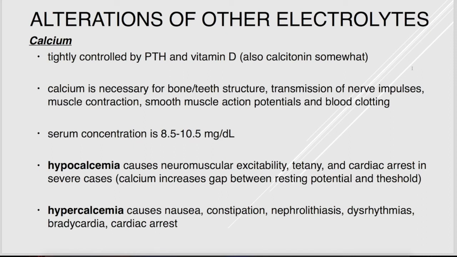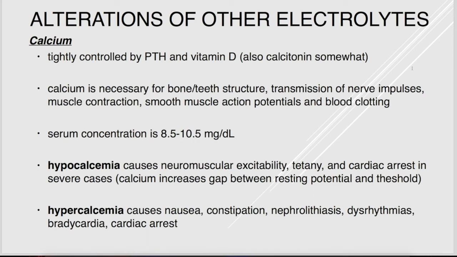Hypocalcemia causes neuromuscular excitability. So I talked about Trousseau's sign and things like that. It causes neuromuscular excitability, and that's because calcium actually increases the gap between resting potential and threshold. I will talk about that more when we talk about the nervous system. Okay, so neuromuscular excitability, tetany, which is basically involuntary muscle contraction, sometimes to the point of paralysis. And cardiac arrest can occur in both hypocalcemia and hypercalcemia.